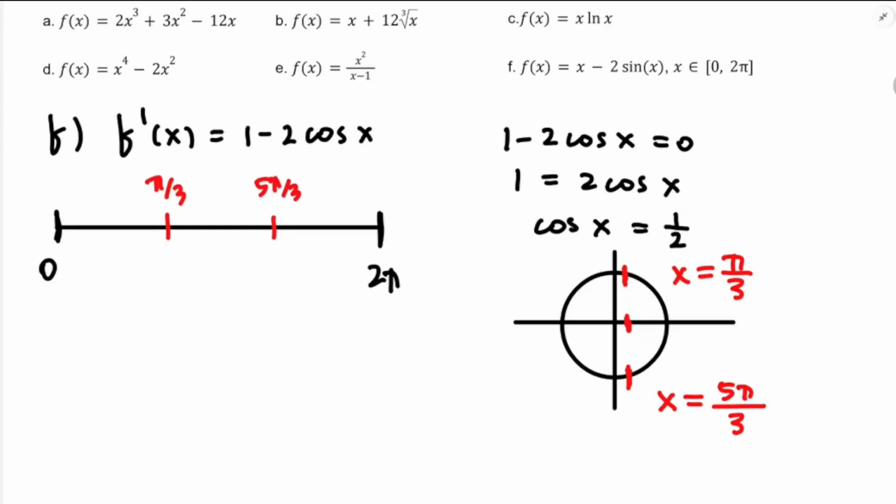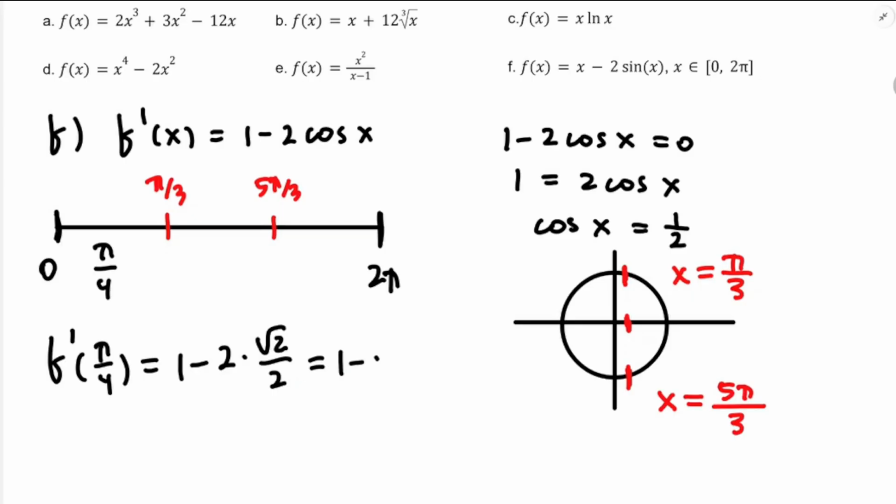I'm just going to do the same process I've been doing, positive, negative, 0 analysis. But I'm going to, maybe I'll start with pi over 4. I like pi over 4 for this one. I see how the computation is going to go. f prime of pi over 4 would be 1 minus 2 times the cosine of pi over 4. So 2 times root 2 over 2. So that's 1 minus the square root of 2.